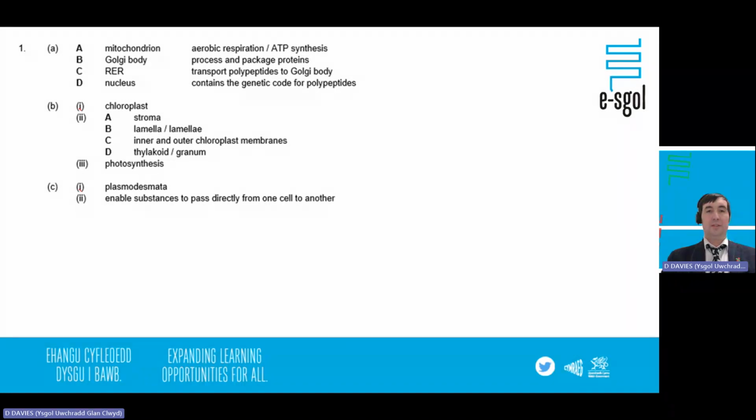So here are your answers for the questions. A was a mitochondria, B was a Golgi body, C was the rough endoplasmic reticulum, D was the nucleus. And there are the functions thereof. Mitochondria, the site of aerobic respiration or ATP synthesis, not the powerhouse of the cell as we're used to further down school.